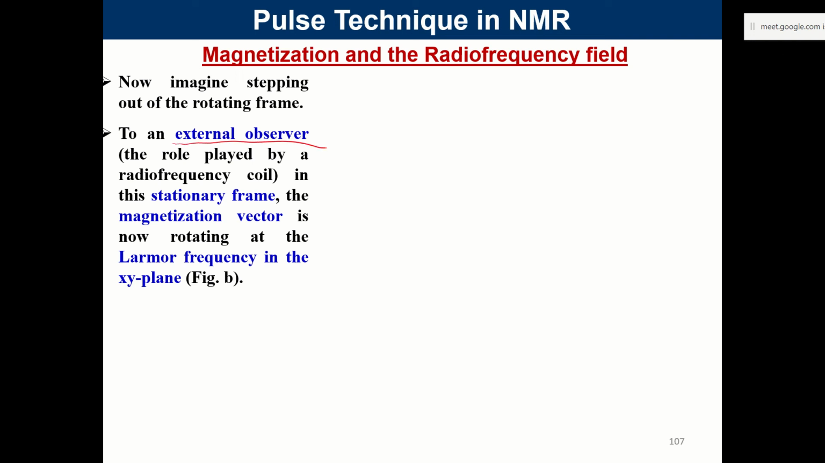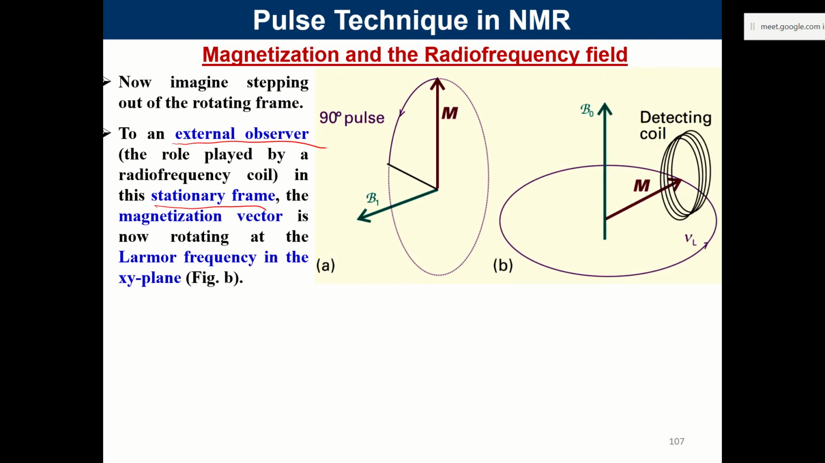We go to the laboratory frame, the stationary frame, and now we apply a detecting coil. If you have read magnetism in 11th and 12th classes, you know solenoids and all those things. This is a coil where you can induce a current, and a signal will be generated. If you are coming out of the rotating frame as an external observer, you will observe that the magnetization vector is moving in this circle at the Larmor frequency.